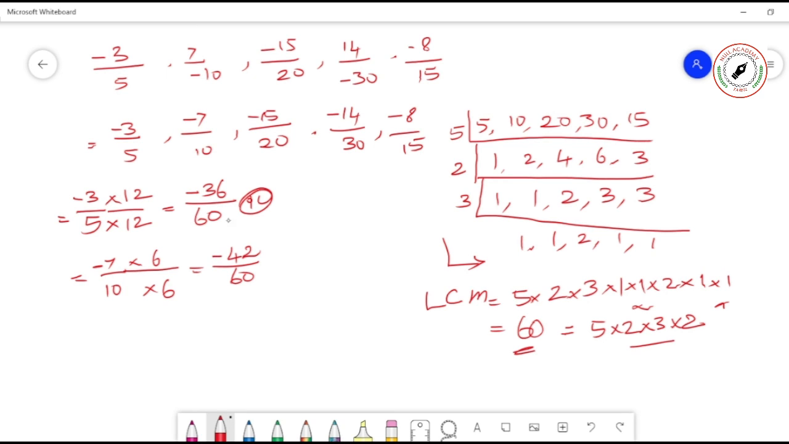Now you compare which one is bigger, which one is smaller. Minus 36 is bigger, minus 42 is smaller. Correct? Yes. With minus, the bigger number is smaller. Tell me any doubt. 3 12s are 36.